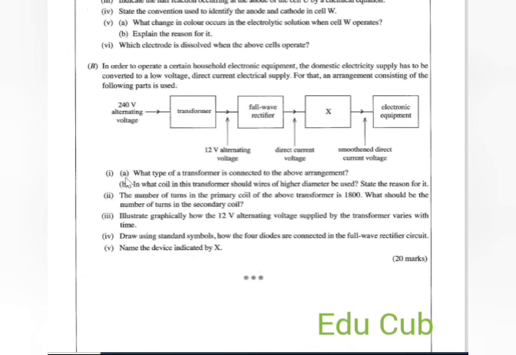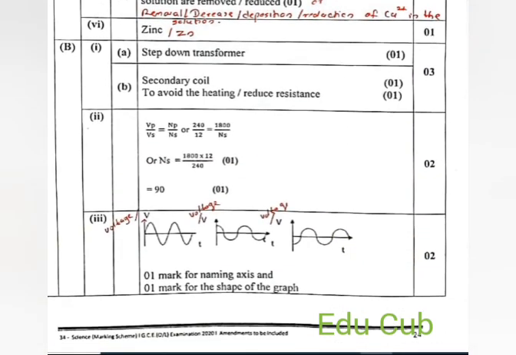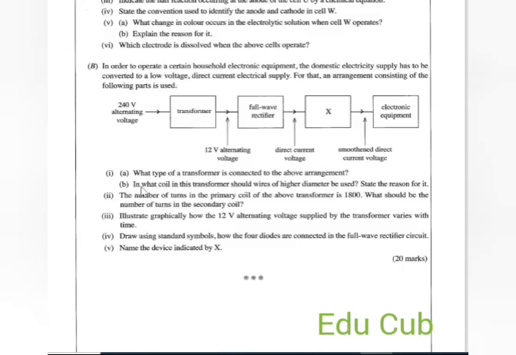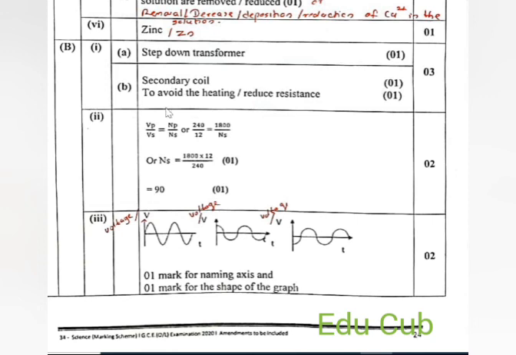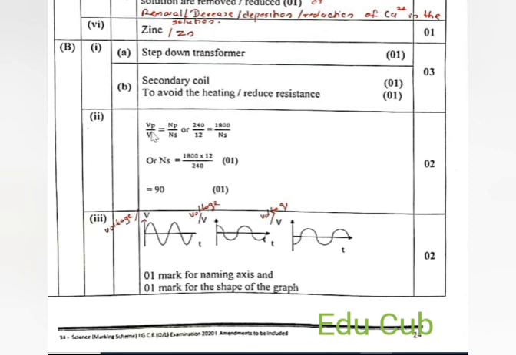Okay, question A. What type of transformer is connected in the above arrangement? Here, they have given you the answer, step down transformer. B, in which coil of the transformer should a wire of higher diameter be used? Reason, secondary coil, to avoid heating or reduce the resistance. The number of turns in the primary coil is 1800. Turns in the secondary coil? You have to use the simple equation Vp divided by Vs equals Np divided by Ns. So the answer will be 90.